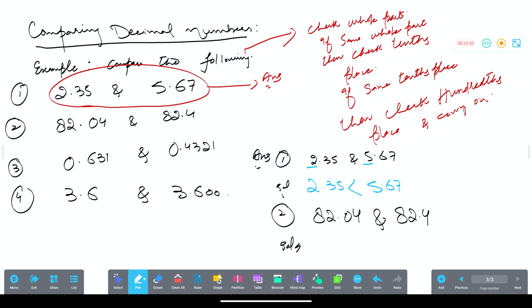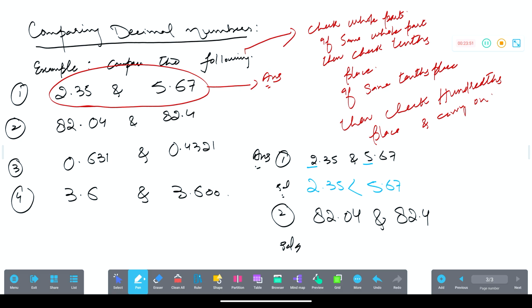Starting with the whole part. What is the whole part of this first decimal number? It is 82. And what is it for the second decimal number? It's again 82. Same. The whole part of both decimal numbers is the same. Now, where will I have the difference between the two numbers? Where will I check? Where will I make the comparison? In the decimal part.